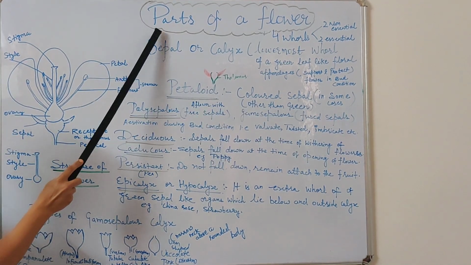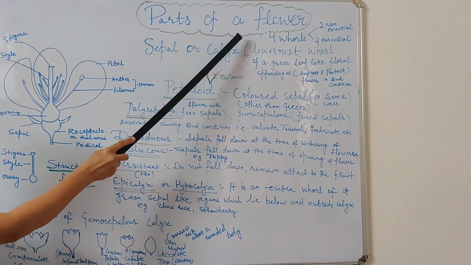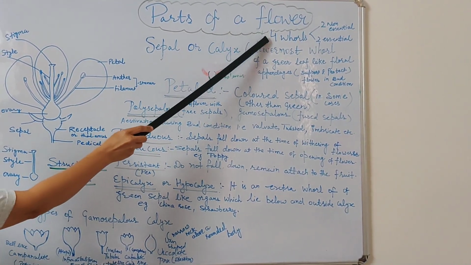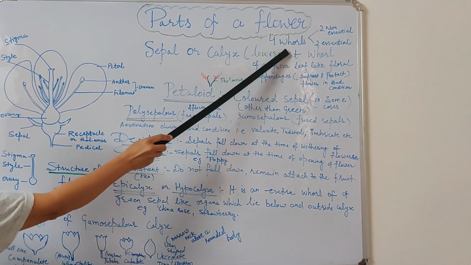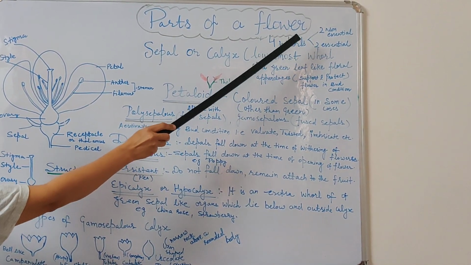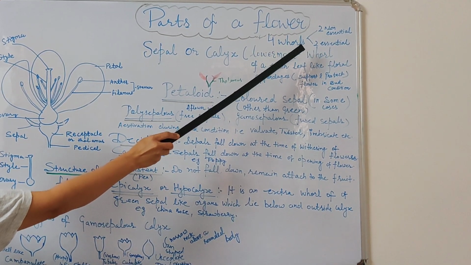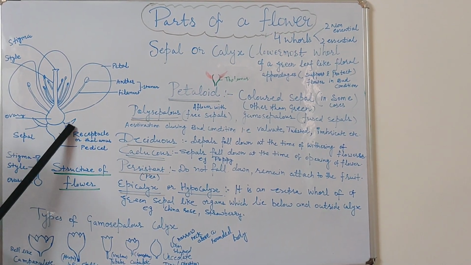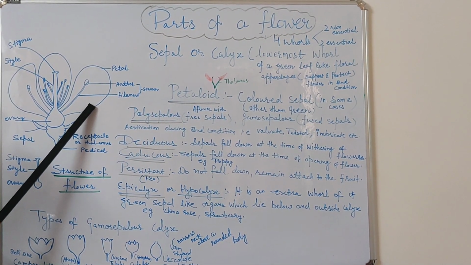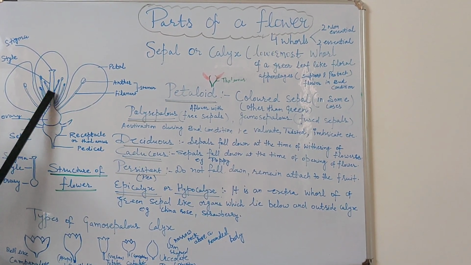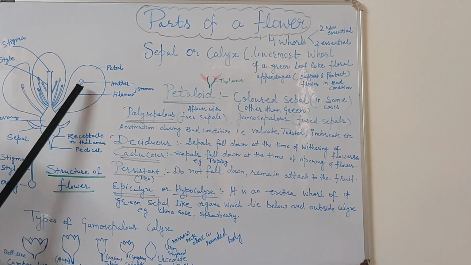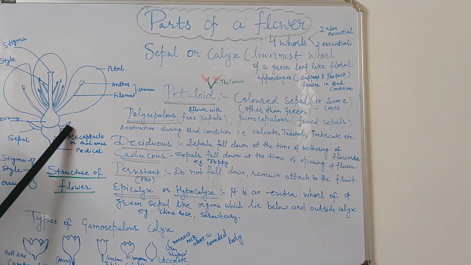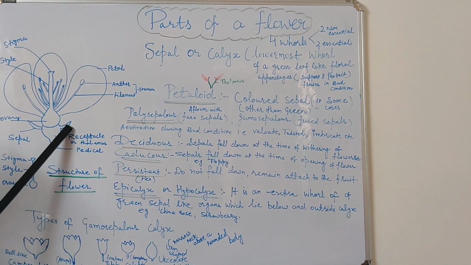In this video, we will discuss parts of a flower. As we discussed in the previous video, a flower has 4 whorls or 4 parts. Out of those 4, 2 are non-essential and 2 are essential. Non-essential parts are sepals and petals. Essential parts are pistil and stamen because they play a role in reproduction, while these two are not going to play any role in reproduction.